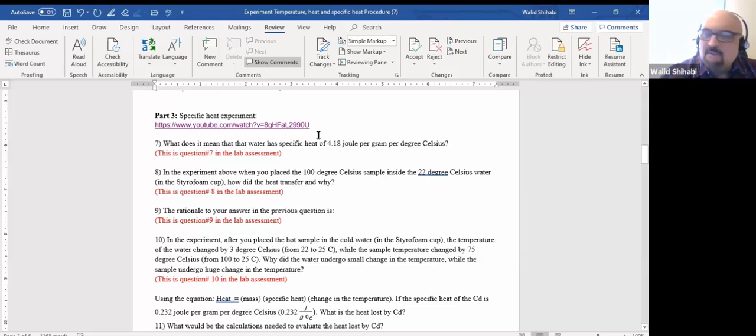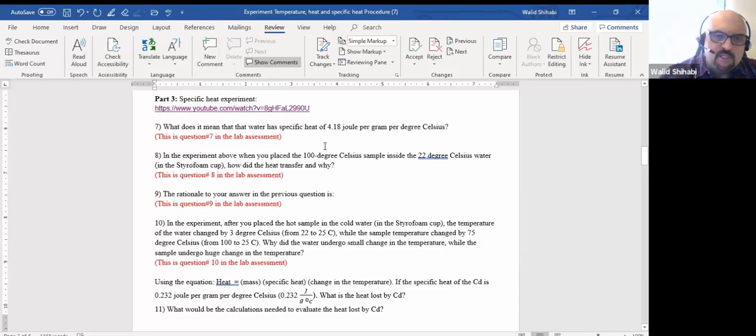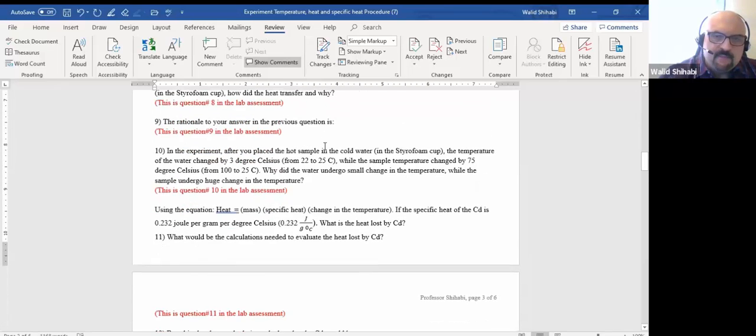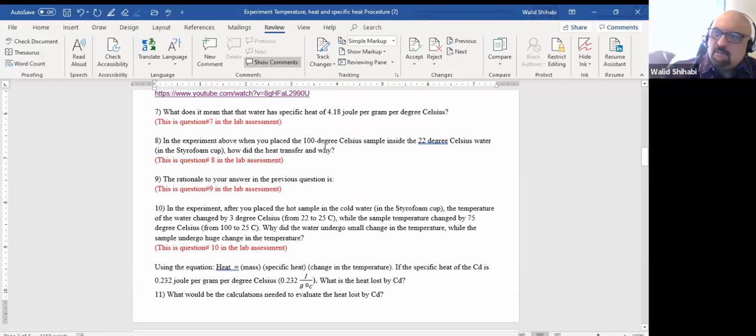Okay, so it's an experiment devised to figure out, to calculate the specific heat. So you watch the experiment. First, you'll see that they place the metal in boiling water.